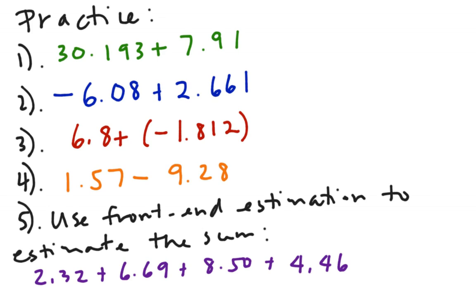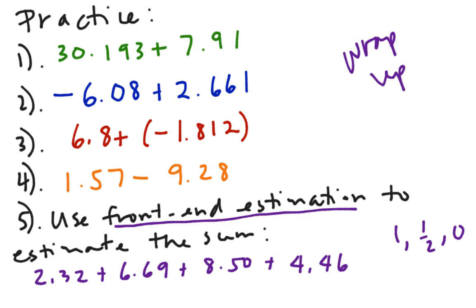And then number 5, I want you to use front-end estimation. So I know you could line these up and add them, but I want you to practice front-end estimation. And remember that's dealing with the front of the decimal, adding those up, and then estimating the right-hand side of the decimal, whether it's closer to 1, 1/2, or 0, and estimating what the sum would be. So I don't want a precise number on number 5. And then you're going to do your wrap-up, and that's it.